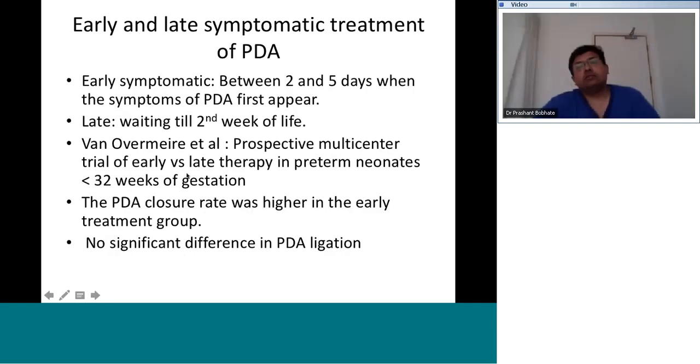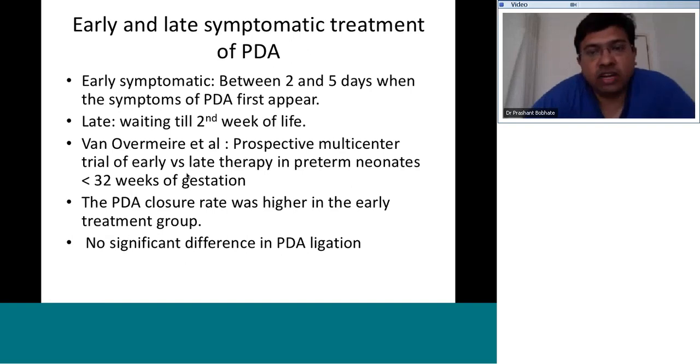Early and late symptomatic treatment of PDA, what do we mean by this? Early symptomatic treatment is to treat the PDA between 2 to 5 days when the symptoms of the PDA first occur. Late is to treat the patient conservatively first and wait till the second week of life to give pharmacological therapy if required. So Van Overmeyer et al.